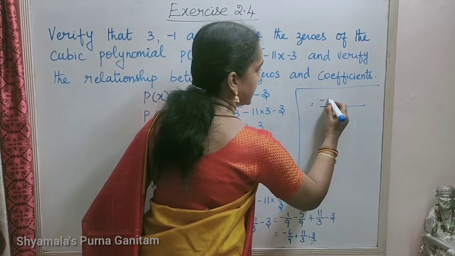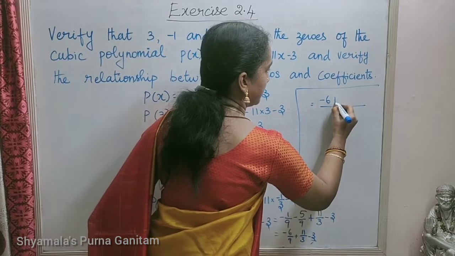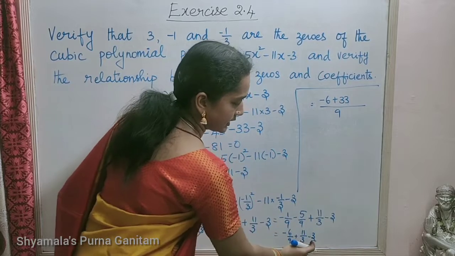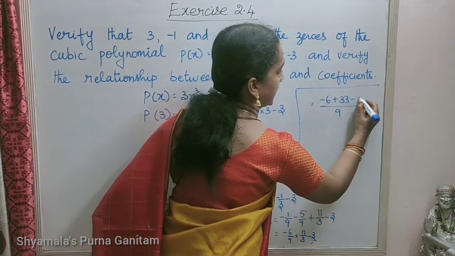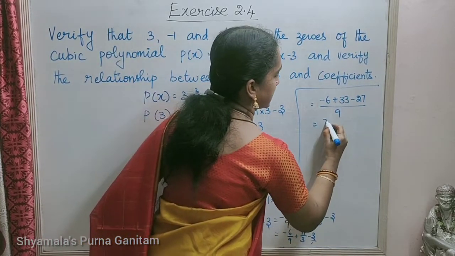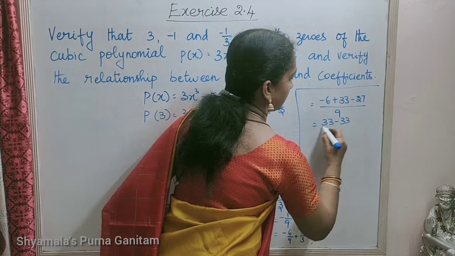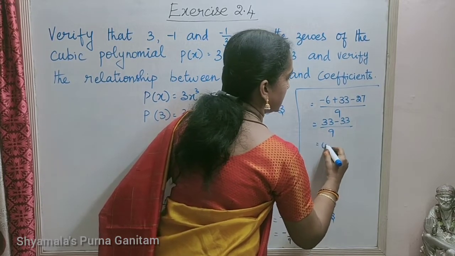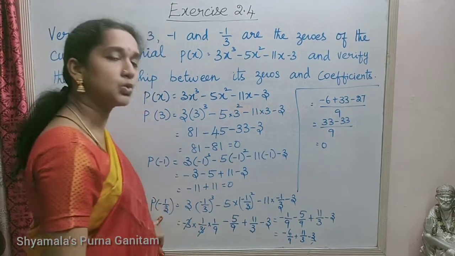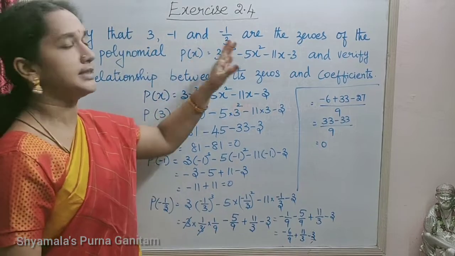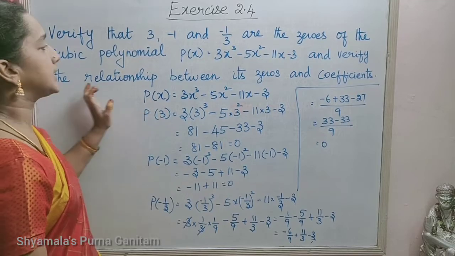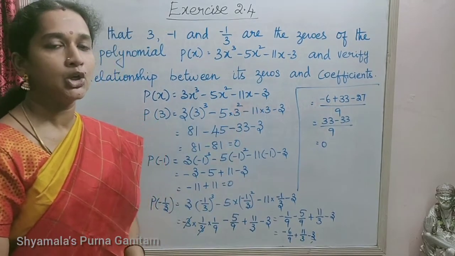In the numerator, minus 6 plus 3 3s are 9, 11 3s are 33. So 1 into 9 is 9, 9 3s are 27, so minus 27. So this one is minus 6 minus 27, which is minus 33 by 9. So you will get 0 as the answer. Since you are getting 0, minus 1 by 3 is also a zero of the given polynomial. Then one more thing we need to find, that is the relationship between its zeros and the coefficients.